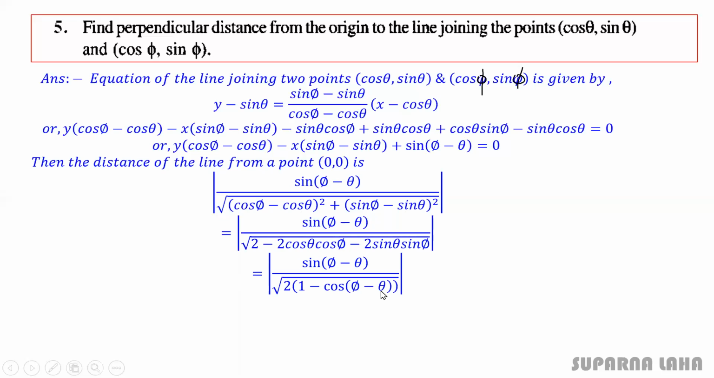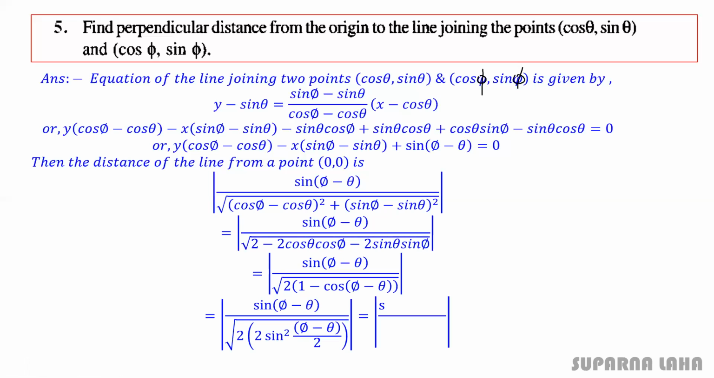What is the formula of cos(A minus B)? Cos A cos B plus sin A sin B. If we take this minus common, you will find cos A cos B plus sin A sin B, that is cos(phi minus theta). This is a formula. Now 1 minus cos theta is the formula of 2 sin square theta by 2. If you forgot the formula, go to the trigonometric section and check it. These formulas are really very important. So 2 into sin square (phi minus theta) by 2.